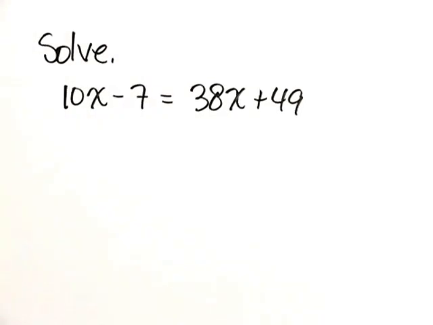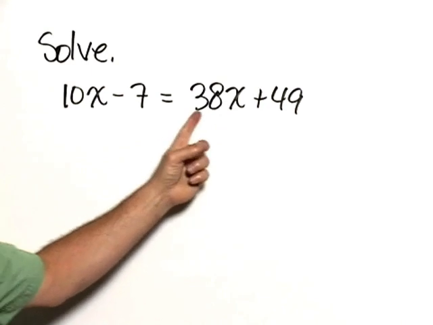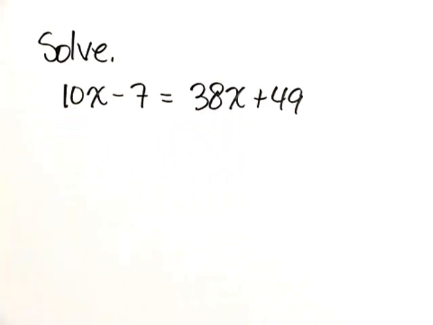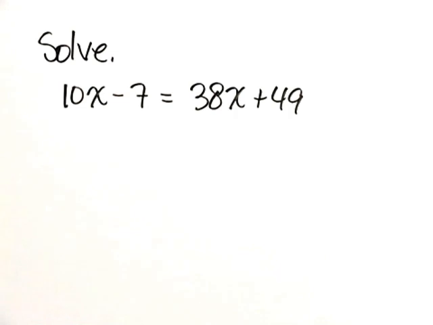Solve 10x minus 7 equals 38x plus 49. We want to solve for the variable x. There are more x's on this side. There's 38 of them, and there's 10 here. So we'll collect the x's on the right-hand side. In that case, that means we're going to collect the constants on the left-hand side.